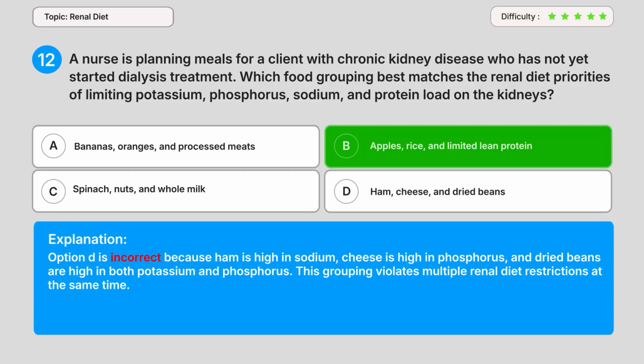Option D is incorrect because ham is high in sodium, cheese is high in phosphorus, and dried beans are high in both potassium and phosphorus. This grouping violates multiple renal diet restrictions at the same time.